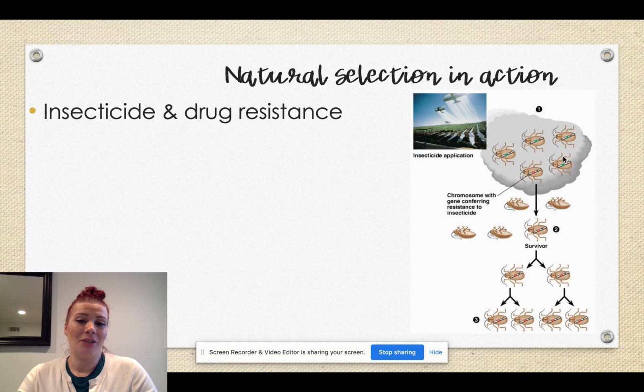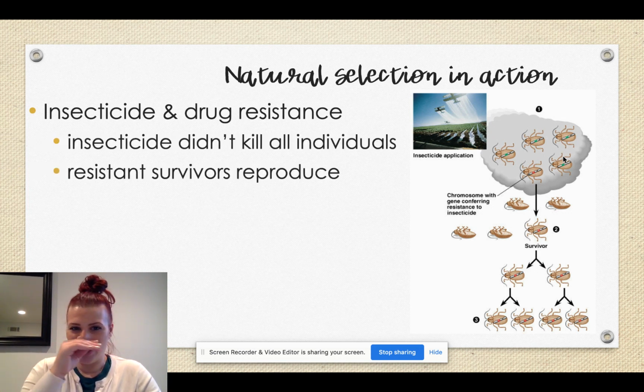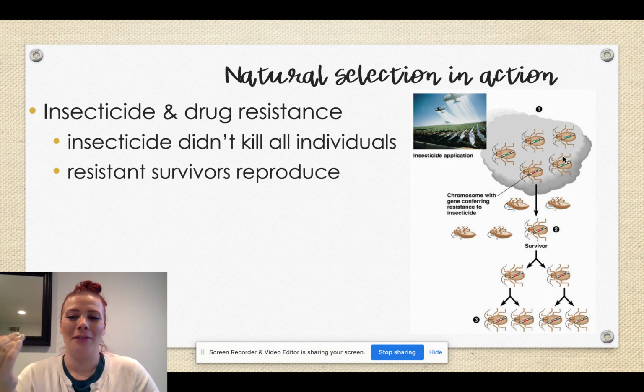Now, that's kind of dangerous because that 1% that's super strong and was able to not get affected by those pesticides was able to live and reproduce and create more super strong bugs, those types of things, right? So we know that insecticides didn't kill all of them, and the resistant survivors reproduce.